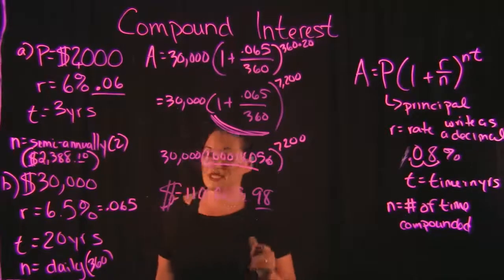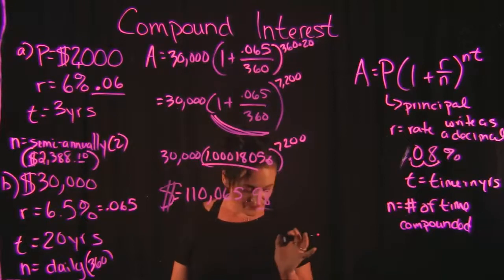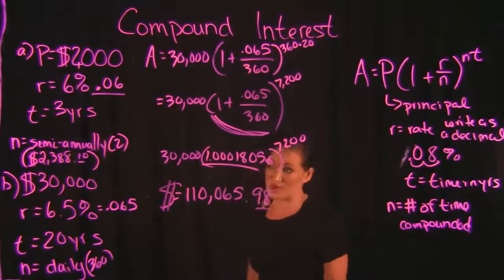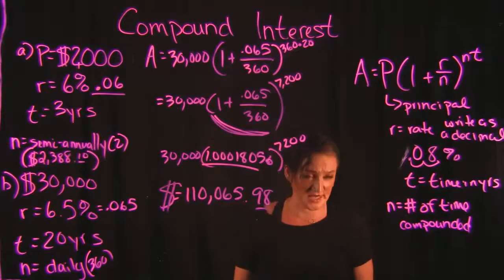$110,065.98. So you can see here they put in $30,000 into this account at a 6.5% interest rate, but it sat there for 20 years. It earned a lot of money, and it ended up with a value of $110,065.98.